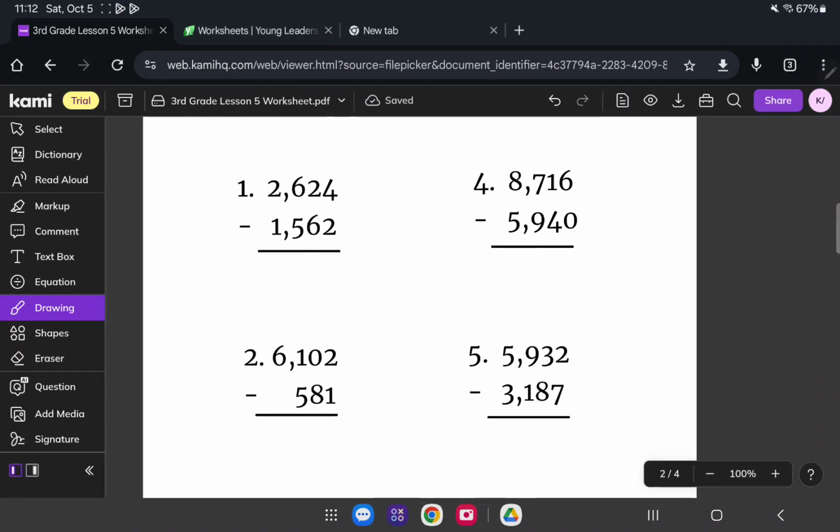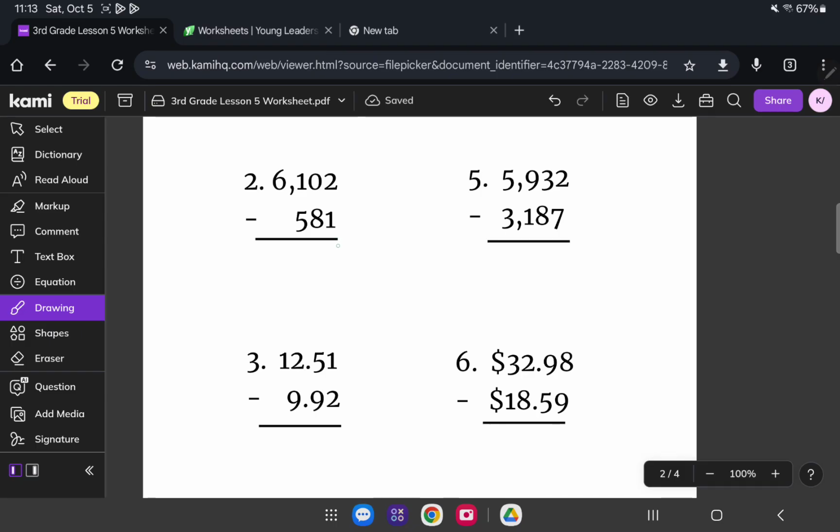All right, find the difference. Again, so 4 minus 2 is 2. Borrow a 10. 12 minus 6 is 6. 5 minus 5 is 0. And then 2 minus 1 is 1. And then we round that up. We also round this one up. And we get 1,000.